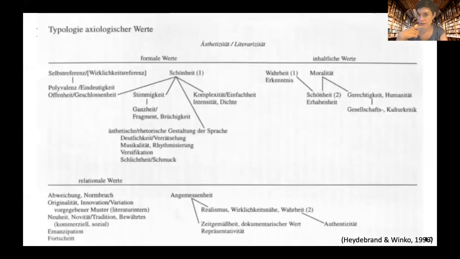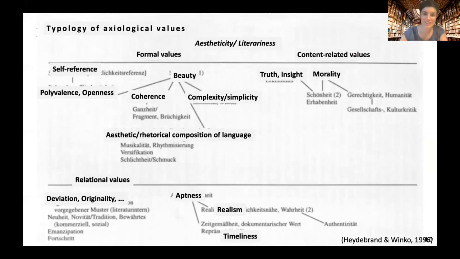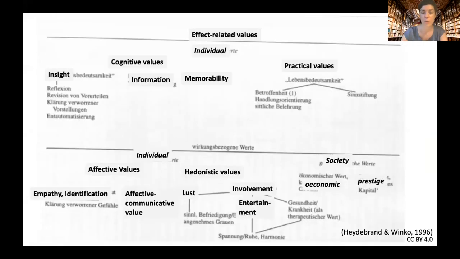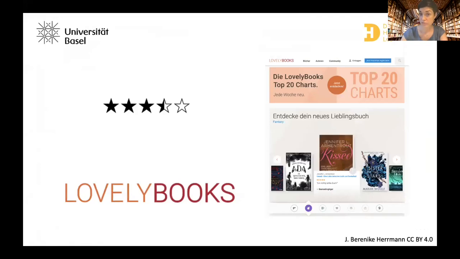And this is how their typology looks in German, but I've provided an English translation so you can have a quick look. I'm not going to lead you through it, just to give you an impression that this is formal. Our research idea was to implement this in a quantitative study, or a formal digital study. So back to LovelyBooks, right? This typology was written in 1996, so there was no LovelyBooks around by then, and now we apply it to this new kind of data.